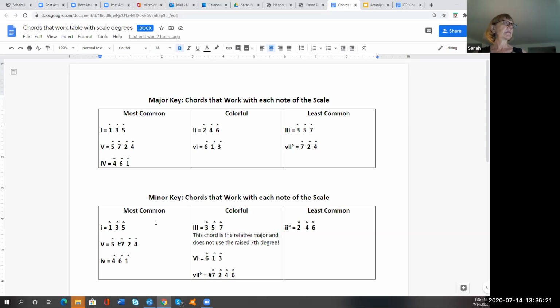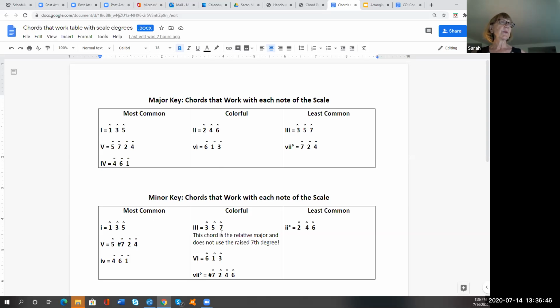In minor, we still use the 1, the 5, and the 4, but the only one of those that's major is the 5 chord, and we have to raise the 7th note to make it major. That's why the harmonic minor is called the harmonic minor, because we use it for harmonic functions. Okay? The 3 chord is colorful in minor, but it's used a lot.